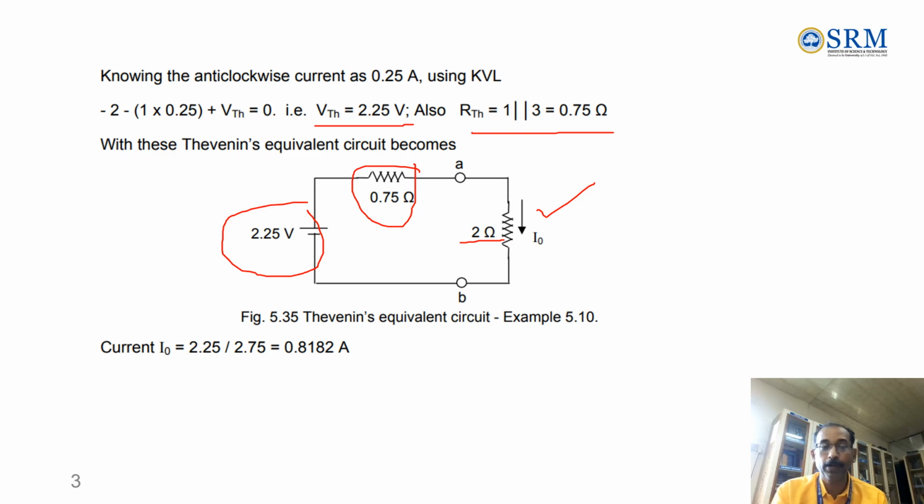I naught is nothing but voltage divided by the resistance. So 2.25 divided by the addition of these two resistances, because in the simplified Thevenin's equivalent circuit the resistance is the addition of these two. Voltage divided by resistance will be the current. 0.8182 amperes is the answer.